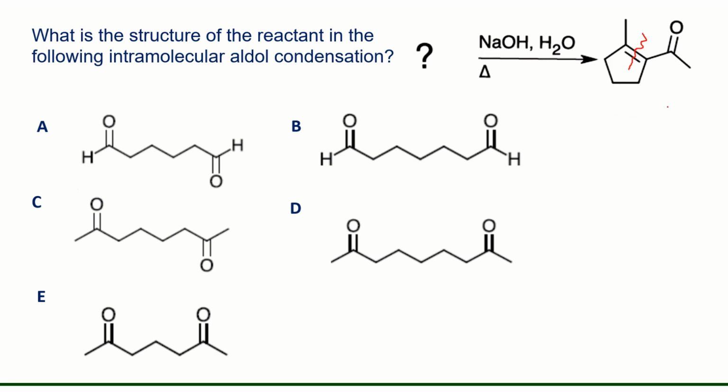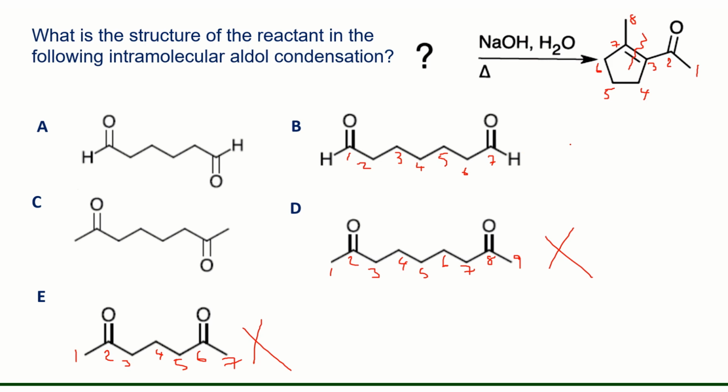What I noticed, yeah, and you should have noticed, is this. I got 1, 2, 3, 4, 5, 6, 7, 8 carbons in my molecule. I kid you not. If you look at, say, E, you got 1, 2, 3, 4, 5, 6, 7 carbons, so that's out. Here, D, we got 1, 2, 3, 4, 5, 6, 7, 8, 9 carbons. That's definitely a no-no. Here we got 1, 2, 3, 4, 5, 6, 7 carbons. So that's out.